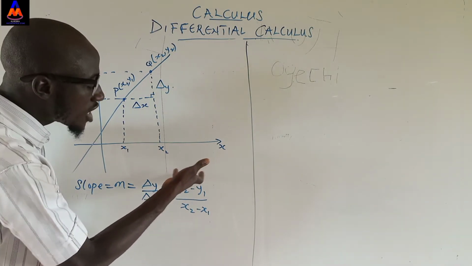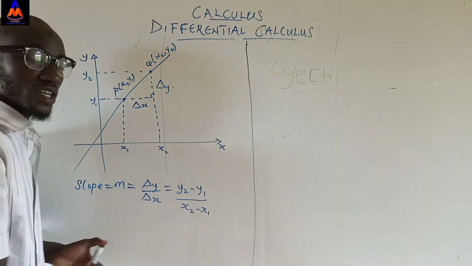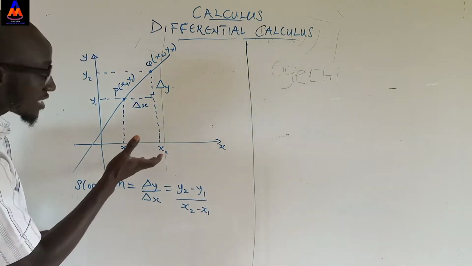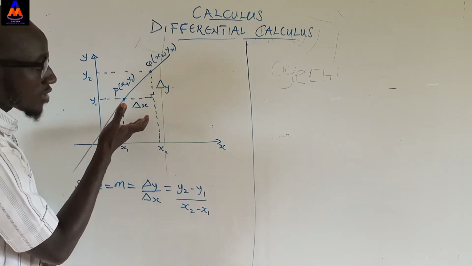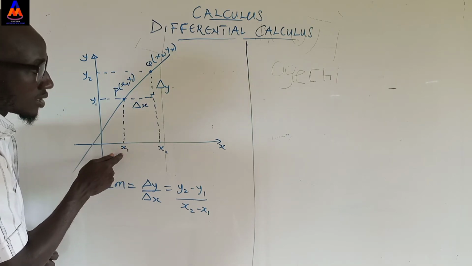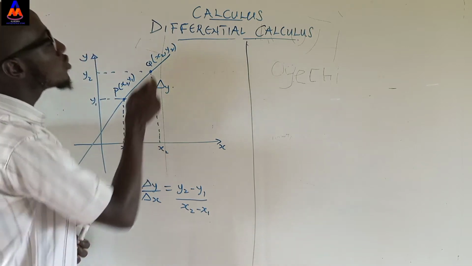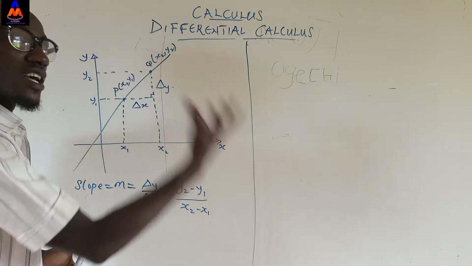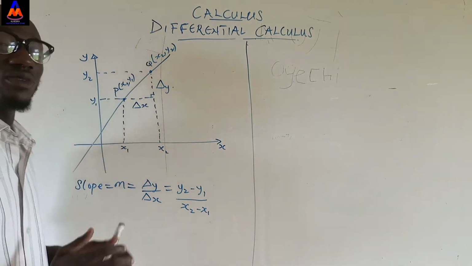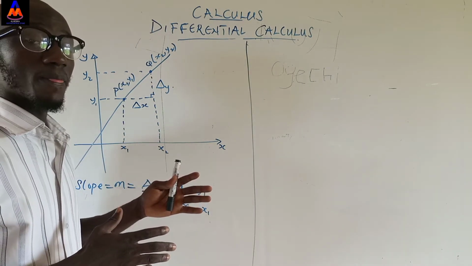It's talking about the changes that you have in y, which is dependent on the changes you have in x, because y is a dependent variable on x. As x changes, when x was x1, y will be y1. But when x changes to x2, then y will change to y2. So increment in x produces increment in y. Decrement in x produces decrement in y. And that is the concept of differential calculus.